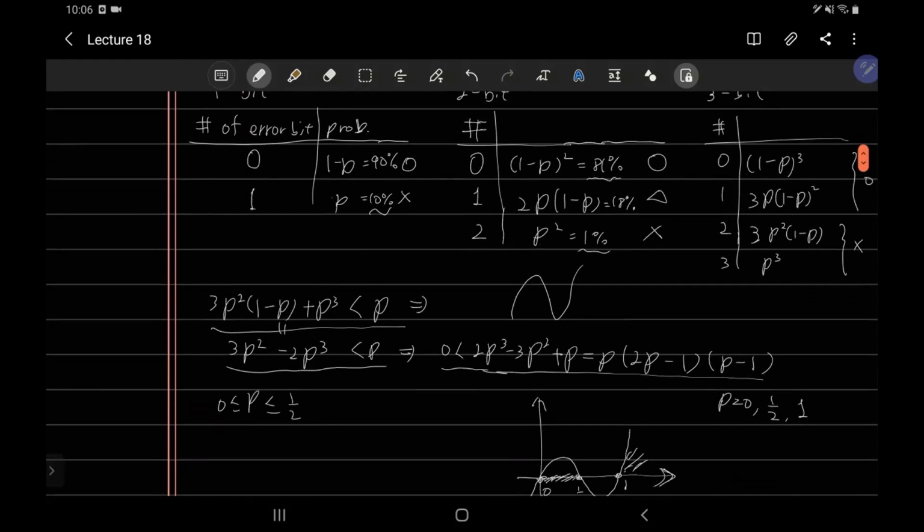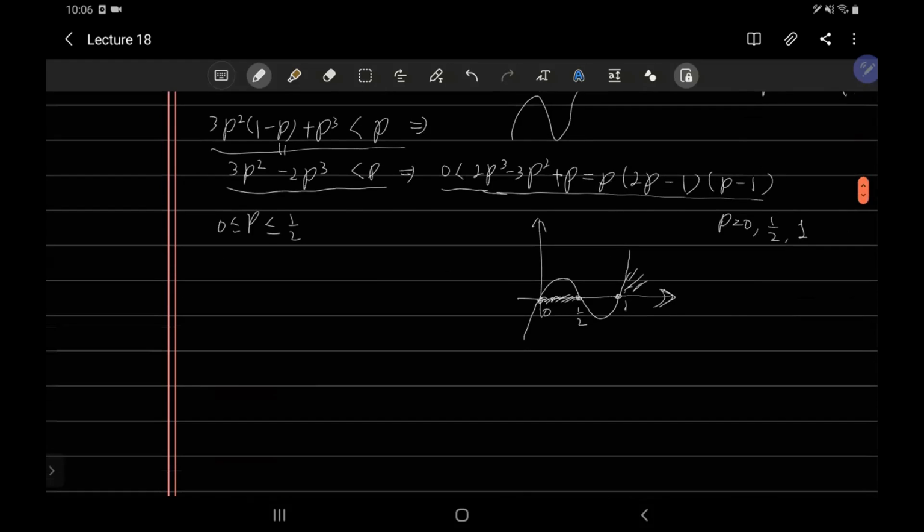Let me ask you a simple question. I have 2 channels, and one of the channels has an error probability of only 10%, while I have another channel, number 2, and its error probability is 99%. Which channel would you choose for your information transmission? Maybe many of you will choose the p equals 10%. However, I will actually choose the p equals 99%.